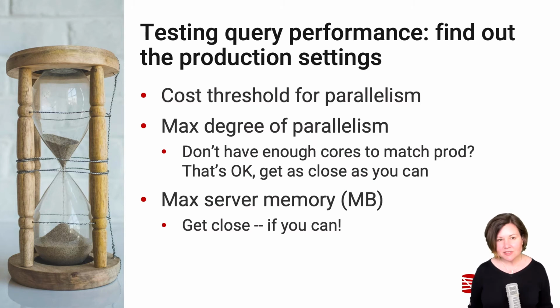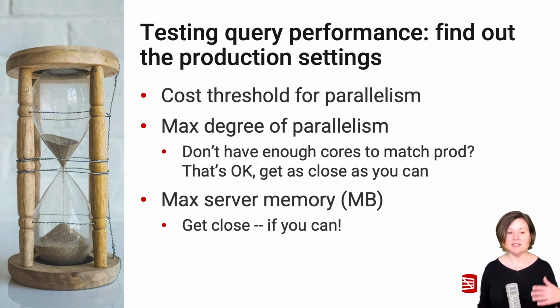If you've got monster production hardware, this may or may not be possible, but you want to think about these settings. You want to think about the cost threshold for parallelism. What do you have in production? What do you have in your dev environment? You want to think about the max degree of parallelism. And if you don't have enough cores to match prod, you definitely want to have more than one core, right? Because you're never going to go parallel if you just have one core. So get as close as you can.